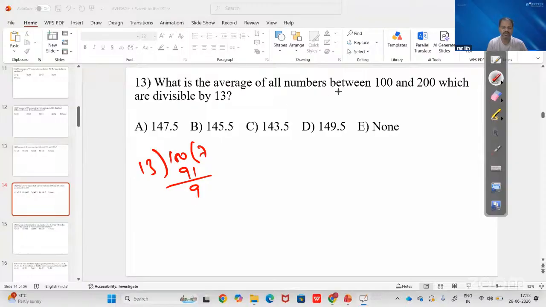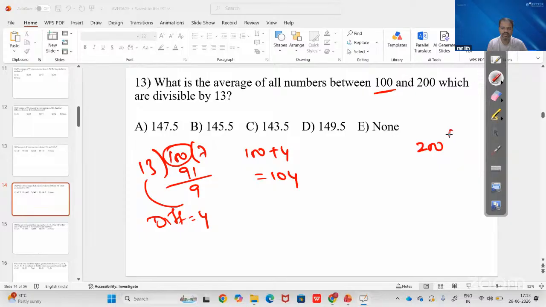So it has to be a number more than 100. In the sense we need to add to 100 to get a number divisible by 13. So we need to take the difference. What is the difference? Difference equal to 4. So that will be 100 plus 4 is equal to 104. And the next one will be 200 by 13. 13 into 15 equal to 195. Extra I'm getting 5. But the value lies less than 200, in the sense we need to subtract 200 minus 5 is equal to 195.